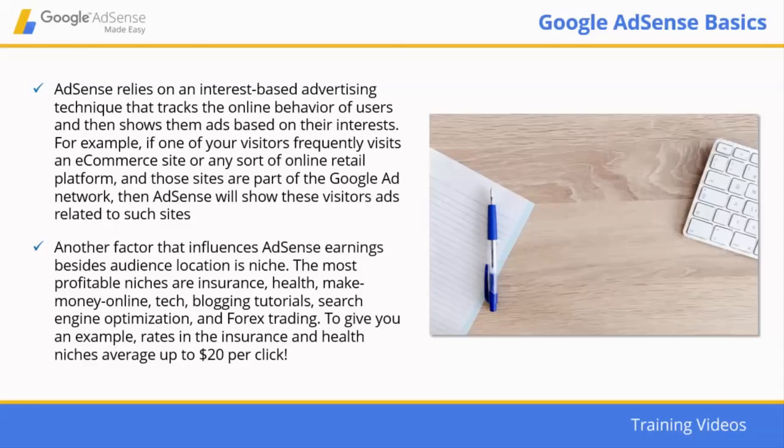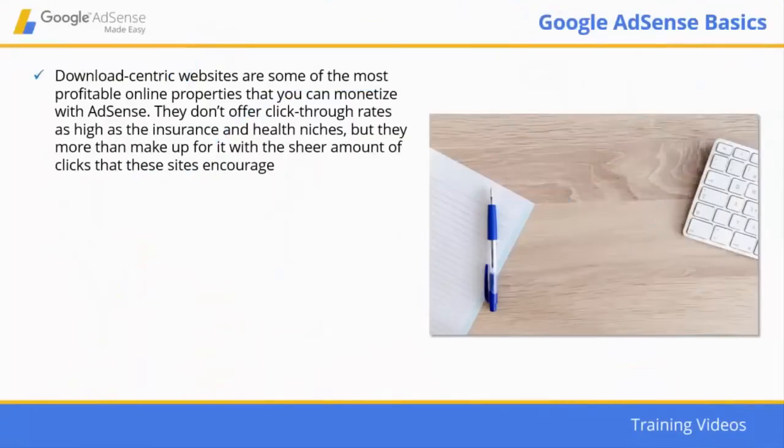To give you an example, rates in the insurance and health niches average up to $20 per click. Download-centric websites are some of the most profitable online properties that you can monetize with AdSense. They don't offer click-through rates as high as the insurance and health niches, but they more than make up for it with the sheer amount of clicks that these sites encourage.